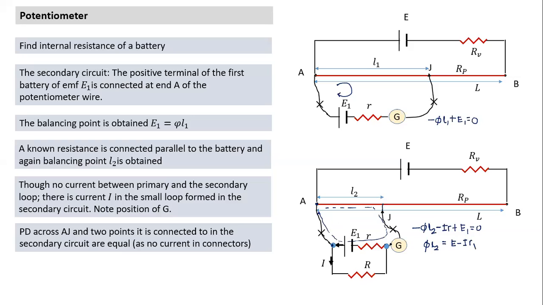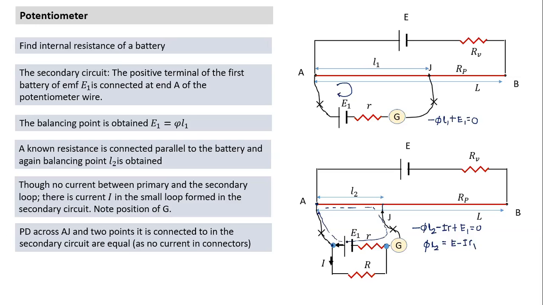What is IR1? This is nothing but the terminal voltage. In this case, earlier in the first setup, L1 was equivalent to the EMF of the battery. Now it is equivalent to the terminal voltage. Is EMF more or terminal voltage more? EMF is definitely greater. So whenever we have L2, the second balancing length will be less, and will always be less than L1.